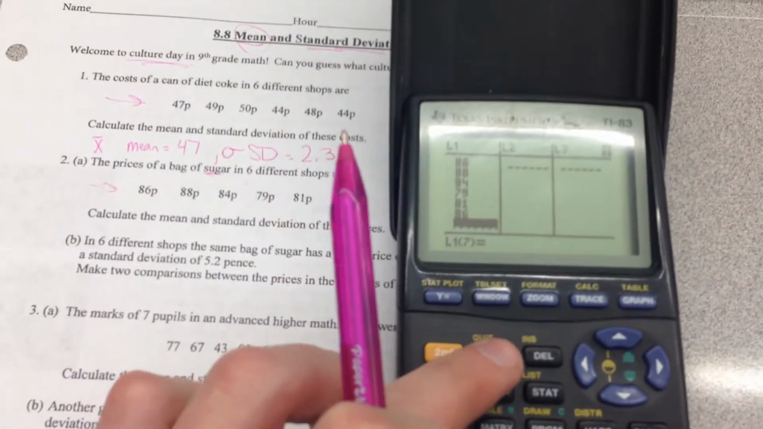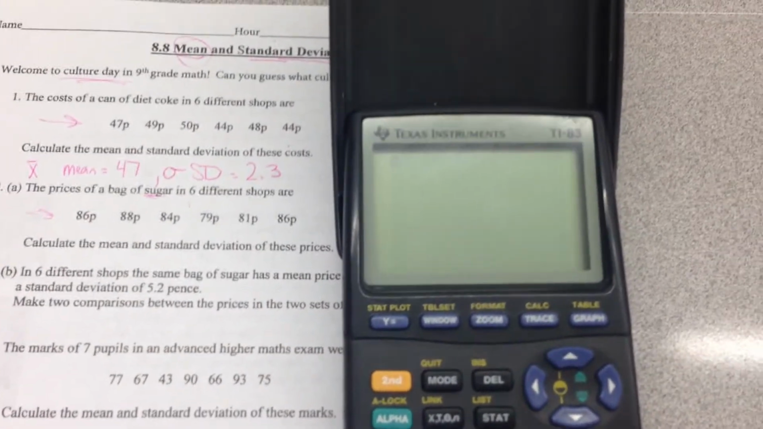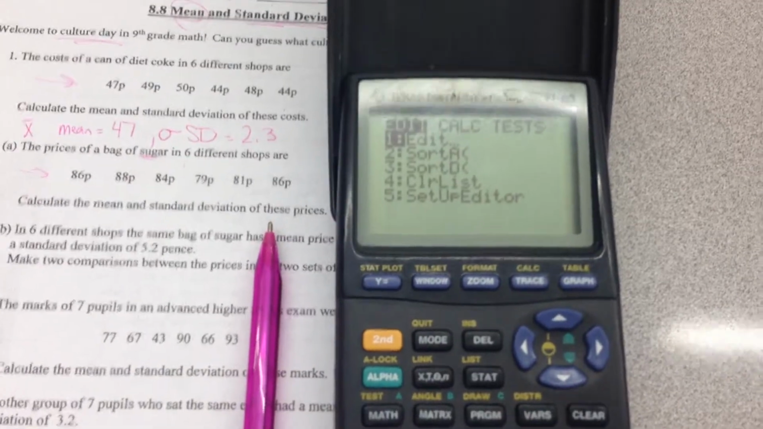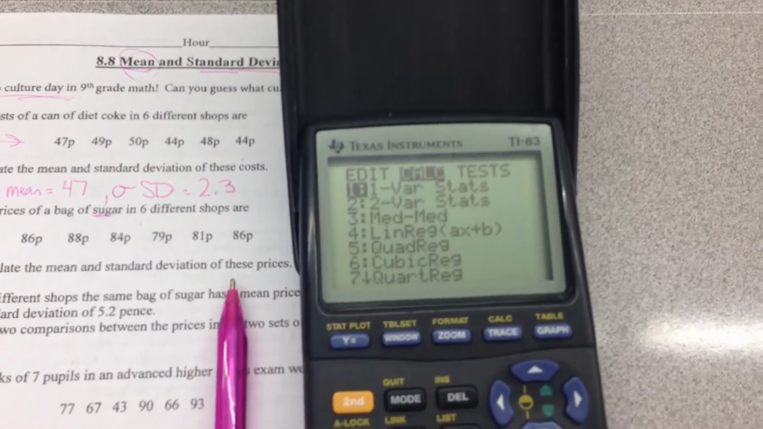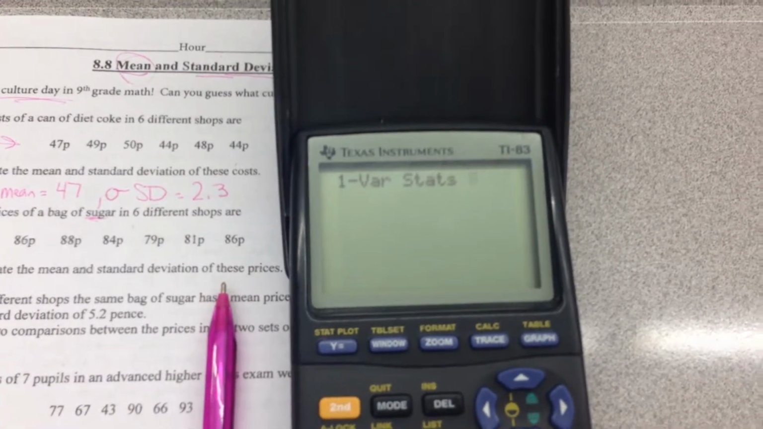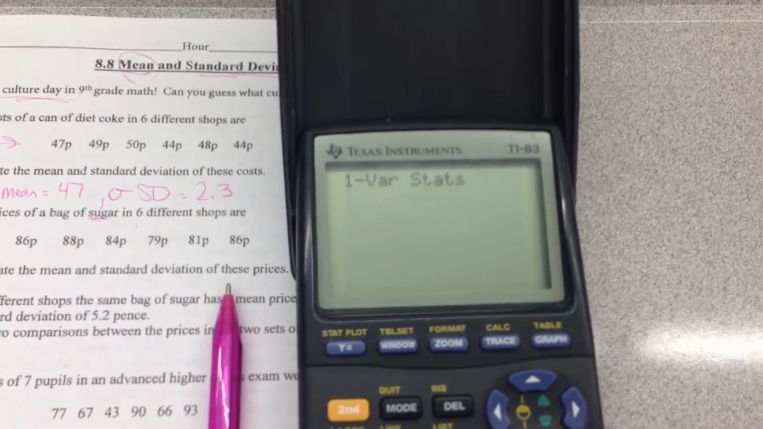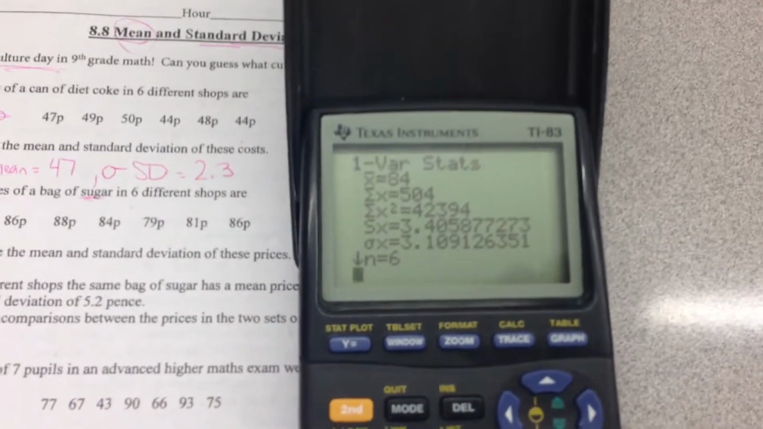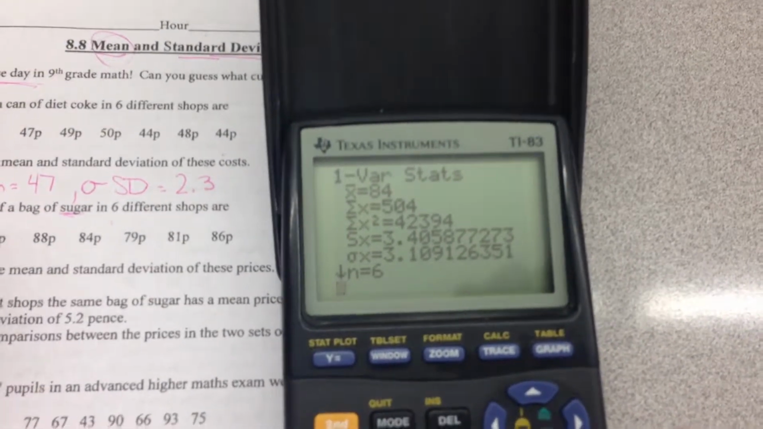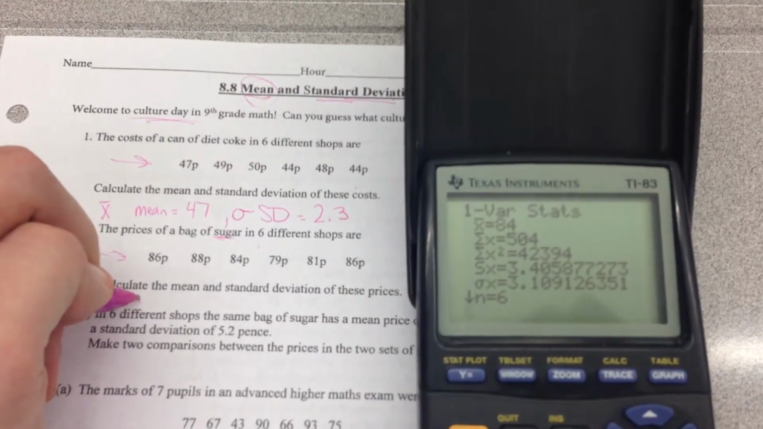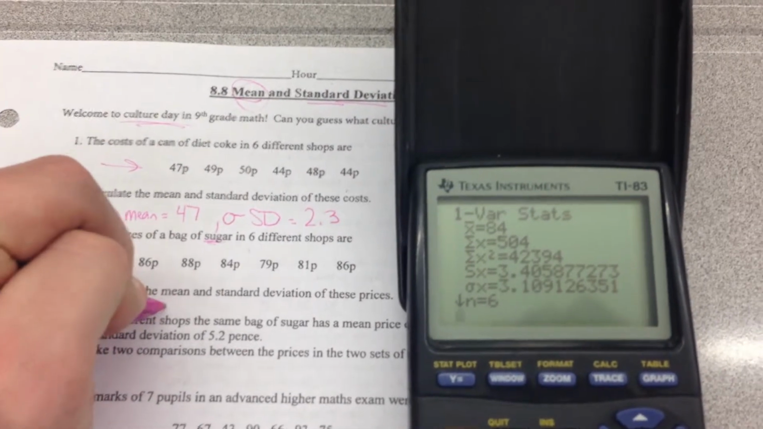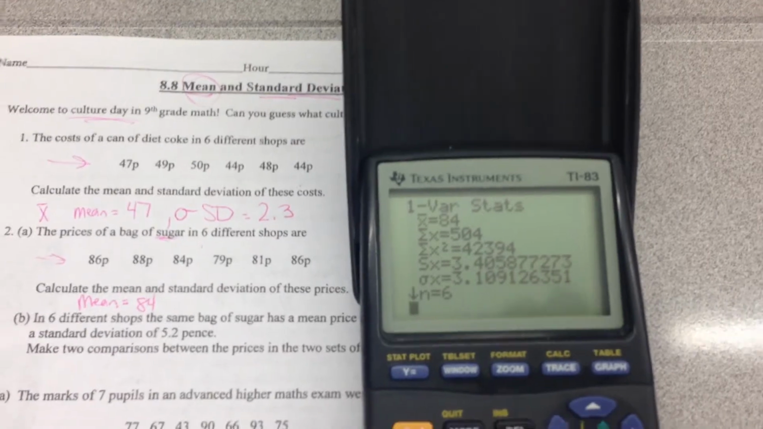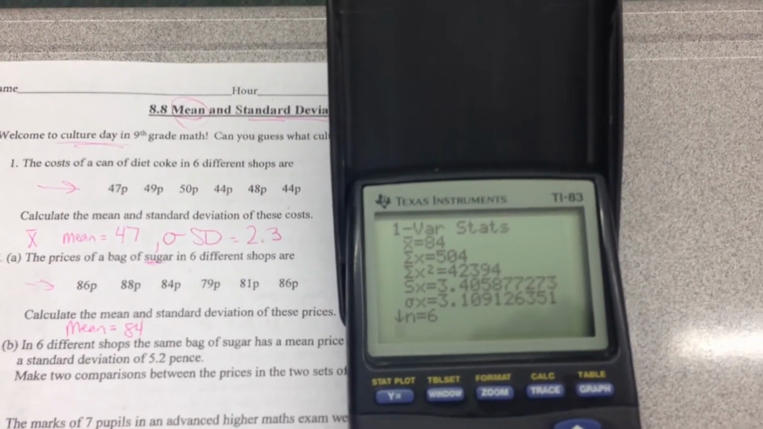Let's go ahead and go back to the home screen by pushing second and then mode. And here we go. I'm going to go to stat, over to calculate, and then enter to pick one variable statistics, and then we'll push enter one more time. And there we go. Again, X bar is our mean, so our mean is 84. Okay, so the average price of a bag of sugar between these shops is 84.